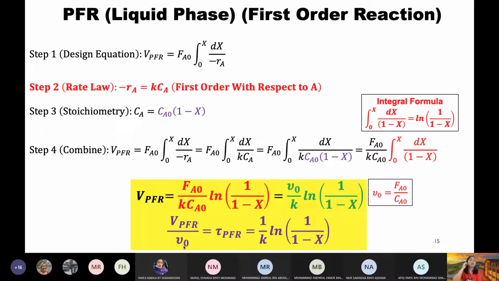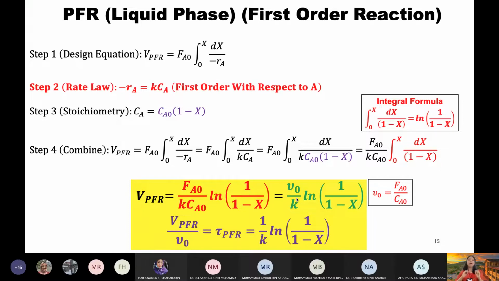So, V per epsilon naught tu apa? V per epsilon naught adalah space-time. So, now space-time tau, right? So, sekarang kita tahu tau for PFR. The tau for the PFR is 1 per K ln in bracket 1 per 1 minus X. Kenapa dah tak ada epsilon naught? Sebab epsilon naught kan dah pindah ke belah kiri, kita bahagikan dengan volume, dapat tau. So, now kamu ada version yang ketiga. So, version ketiga especially for space-time. Version pertama, kedua is for volume tetapi depends on diberi FA0 ke, diberi CA0 ke, diberi epsilon naught.